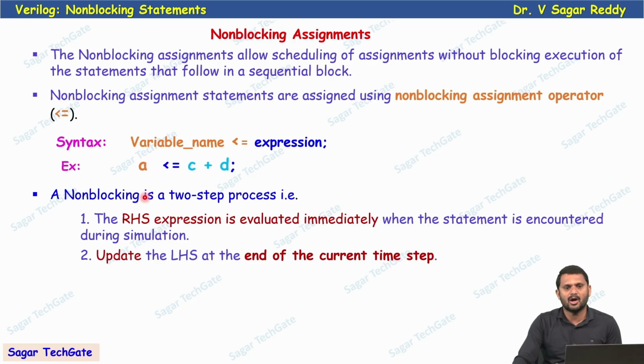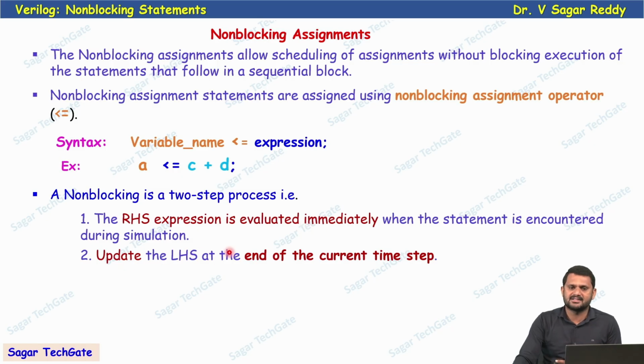We'll discuss now. A non-blocking assignment is a two-step process. If you want to execute this non-blocking statement, it has two steps. Whereas in the blocking case, it immediately evaluates the expression and assigns to that variable. Whereas in the non-blocking, we should follow the two steps. The first step: the RHS expression is evaluated immediately when the statement is encountered during the simulation.